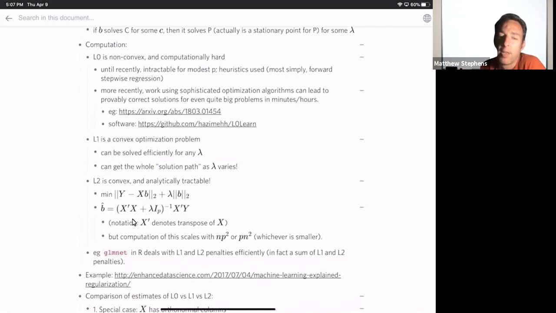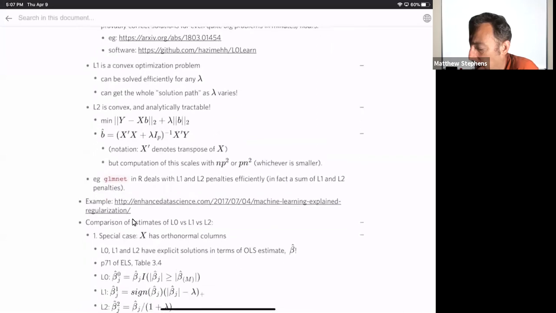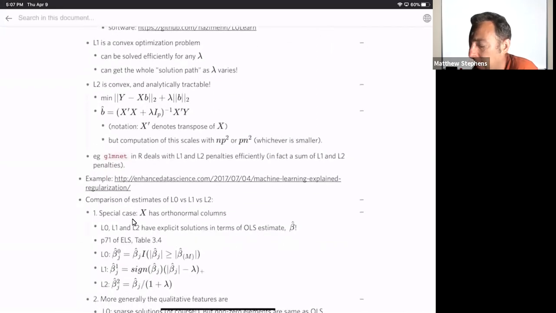Okay, and the GLMNet software in R can deal with the L2 penalty, the L1 penalty, and in fact a sum. A generalization called the elastic net uses a sum of those two penalties. So there are various generalizations. So let's see an example.